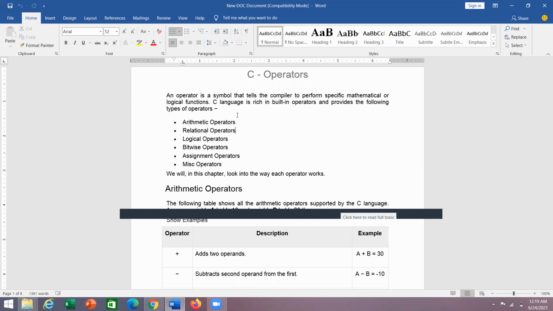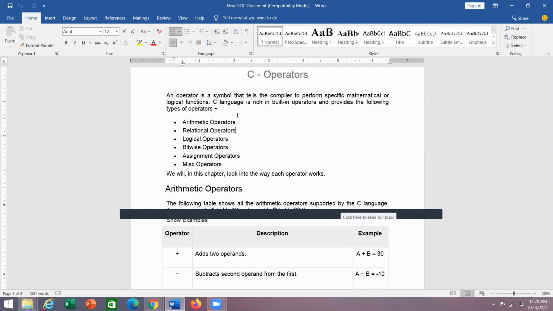What are the mathematical functions? For example, we can perform additions, subtractions, multiplications, divisions. These we call mathematical operations. And logical means AND operator, OR operator. So these are the logical operations. By using operators we can perform mathematical and logical functions.